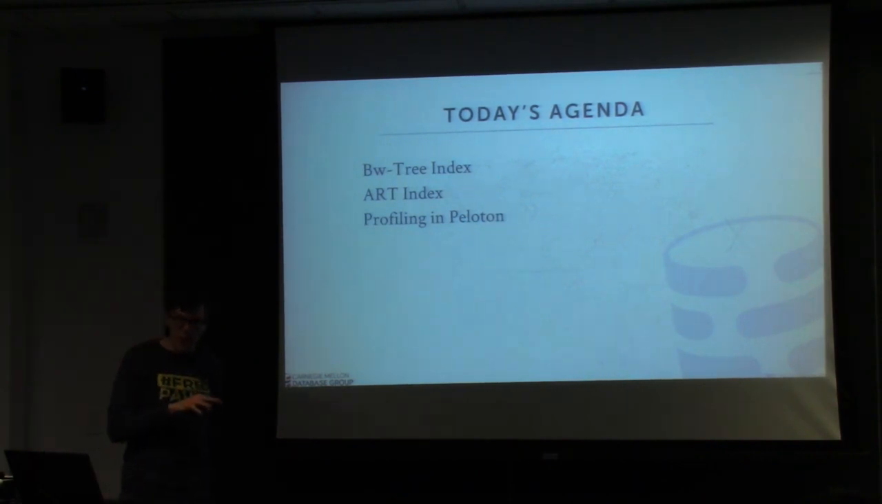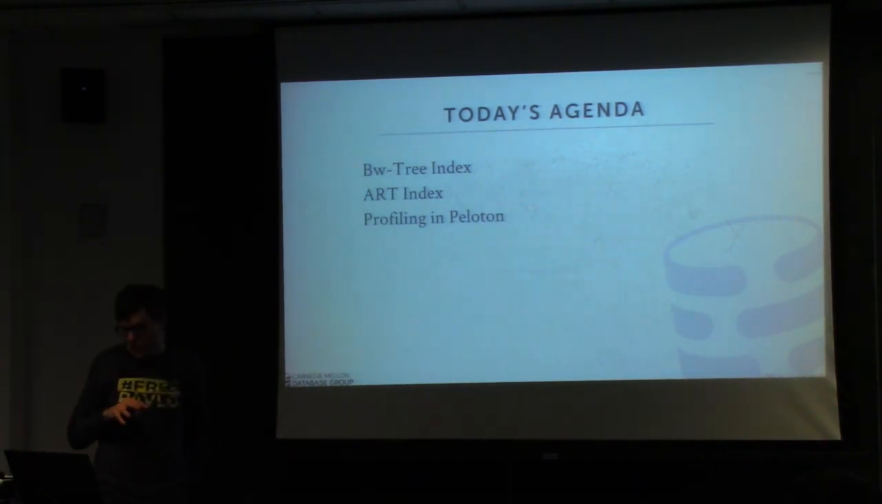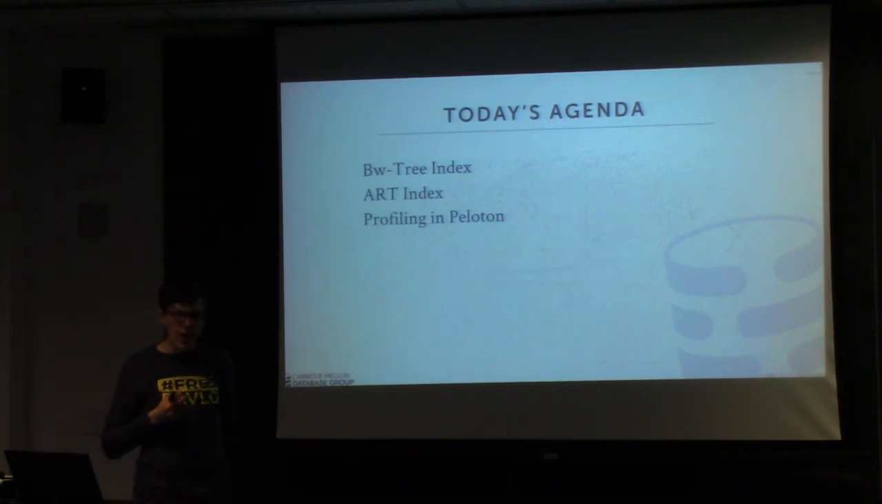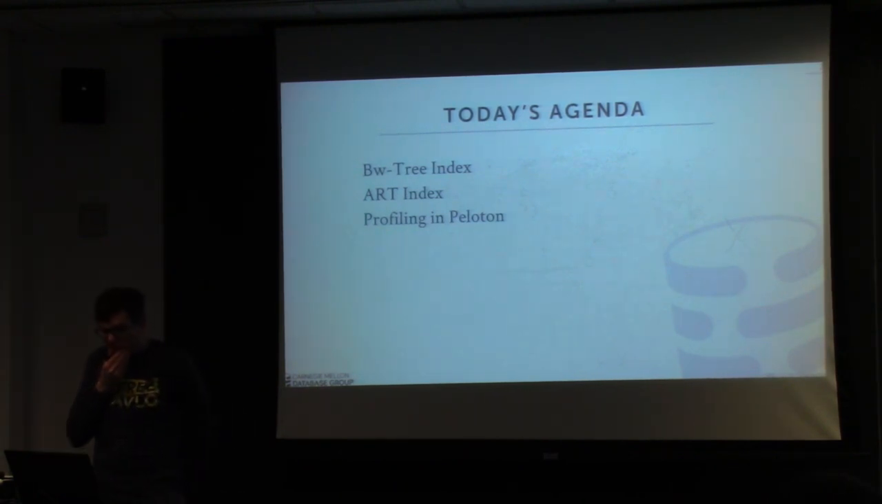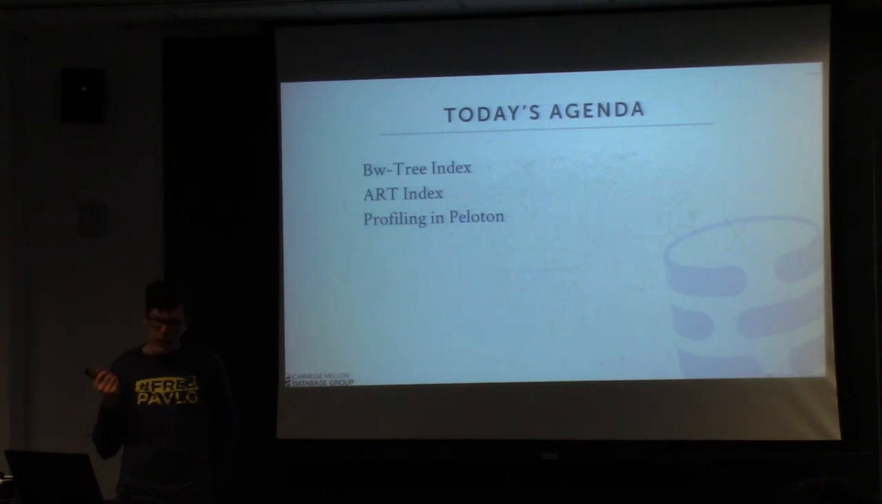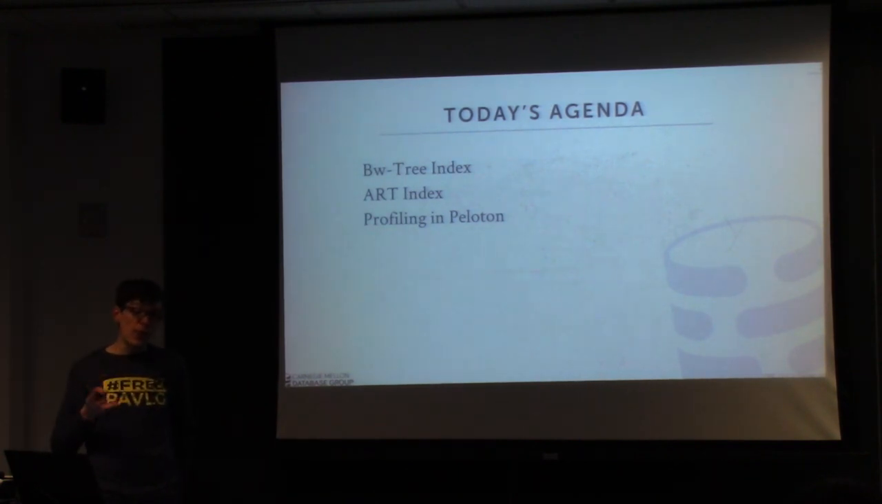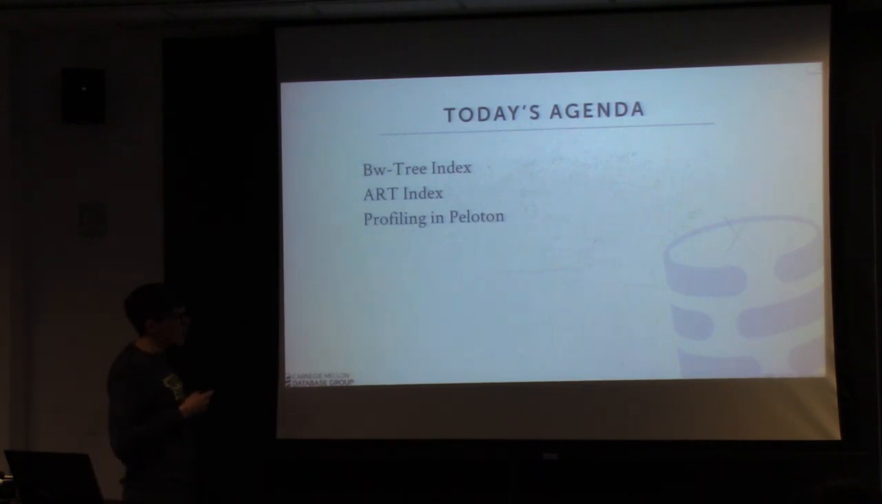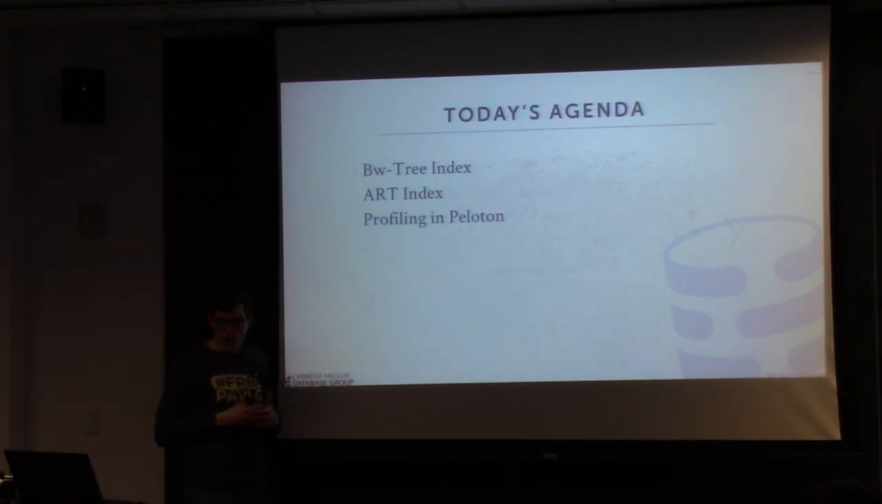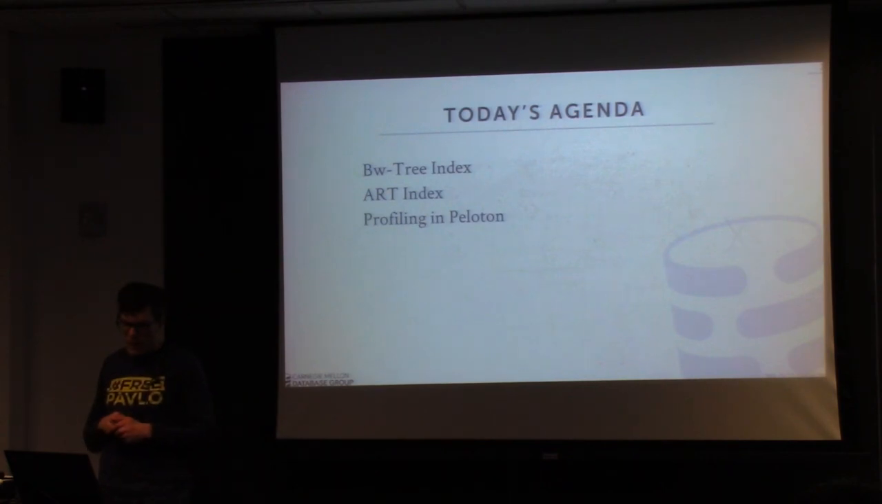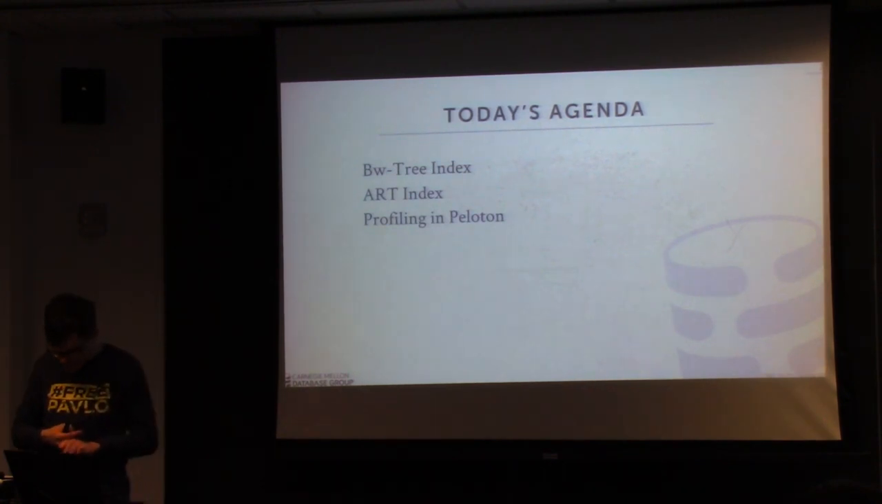So for today's agenda, we're going to talk about another latch-free index. Remember, on Tuesday we talked about the latch-free concurrent skip list. Today we're going to talk about the BW tree from Microsoft. Then we'll talk about the ART index from the HyPer guys, which is not actually latch-free, but has other interesting properties worth looking at. Then we'll finish with a quick crash course on how to do profiling in Peloton. You'll need this for project two to figure out why your index could possibly be running slow.